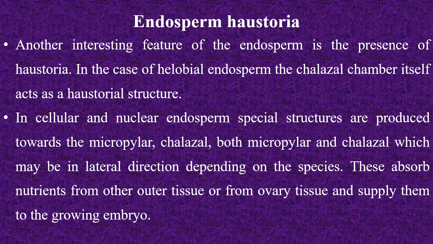Endosperm haustoria. Another interesting feature of the endosperm is the presence of haustoria. In the case of helobial endosperm, the chalazal chamber itself acts as a haustorial structure. In cellular and nuclear endosperm, special structures are produced towards the micropylar end, chalazal end, or both, which may be in a lateral direction depending on the species. These absorb nutrients from other outer tissue or from ovary tissue and supply them to the growing embryo.